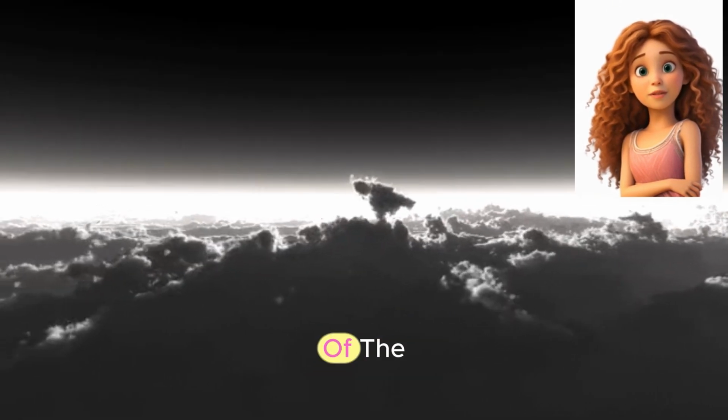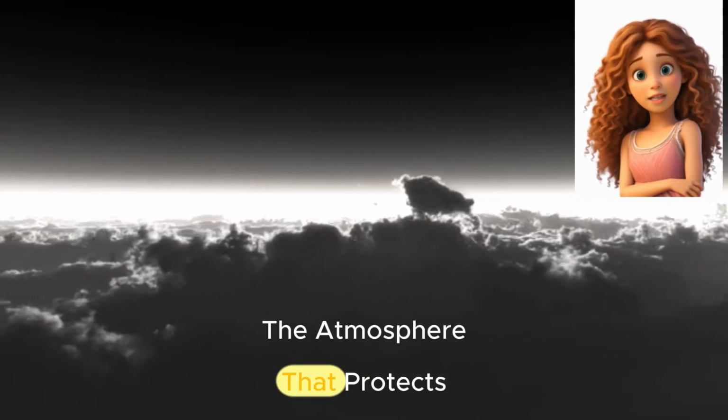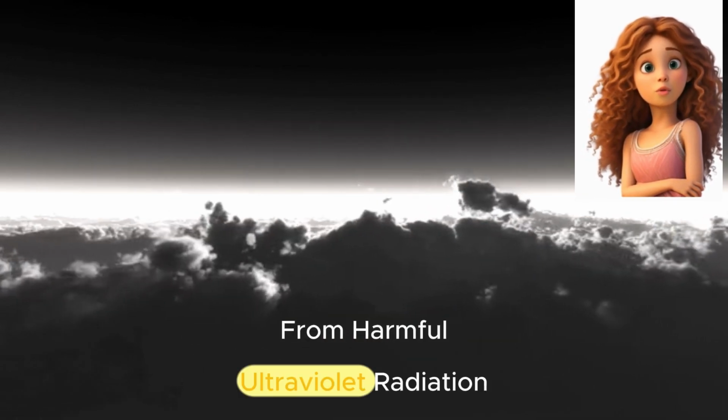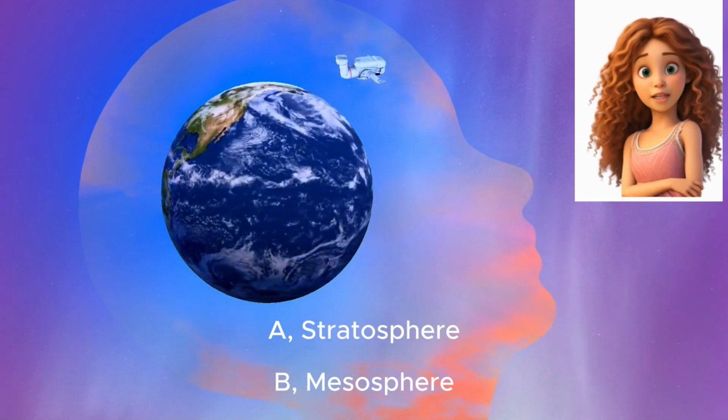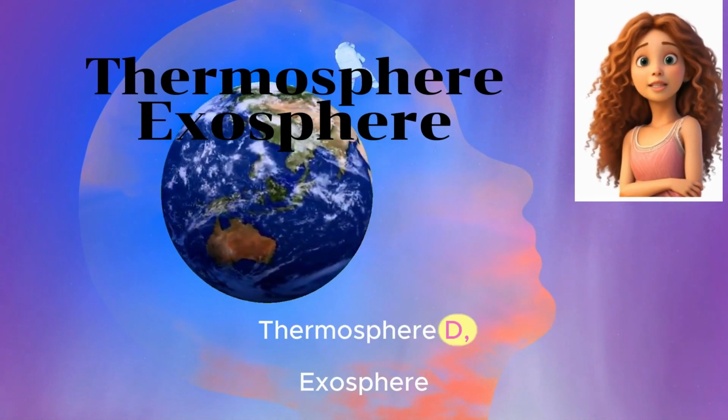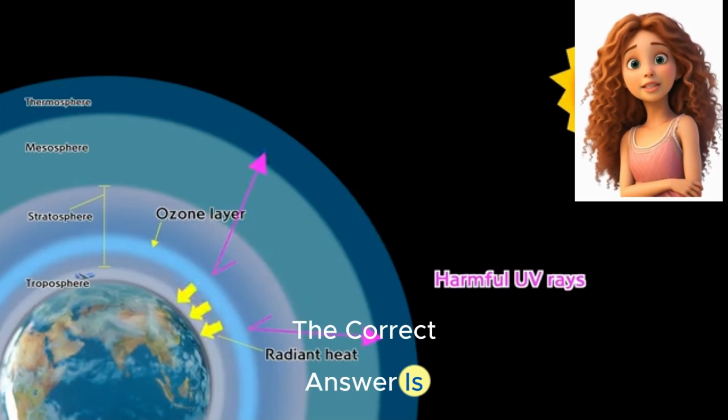Question number 20. What is the name of the layer of the atmosphere that protects the Earth from harmful ultraviolet radiation from the sun? A. Stratosphere. B. Mesosphere. C. Thermosphere. D. Exosphere. The correct answer is A.